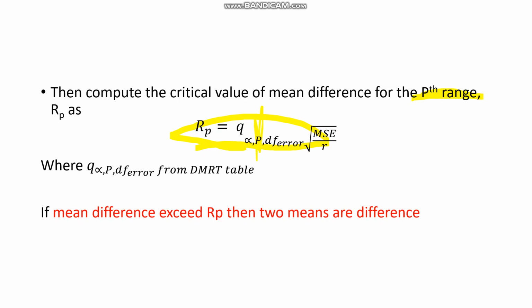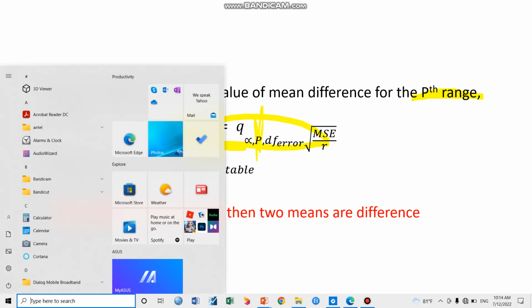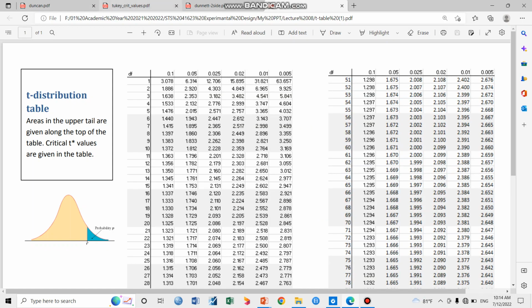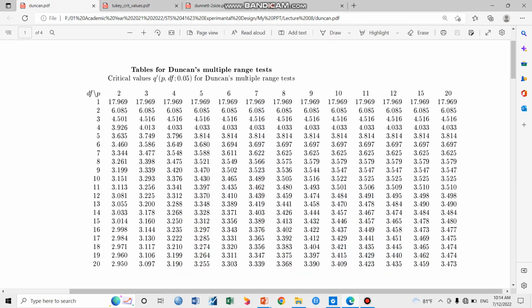We are taking the table value with respect to the P and degrees of freedom in error and alpha. Most probably we apply this kind of one for the equal cases of replications. So you can see now, yeah, the Duncan test. This is the table. You can apply values with respect to P, degrees of freedom and the alpha value. Then you can obtain your value from here.